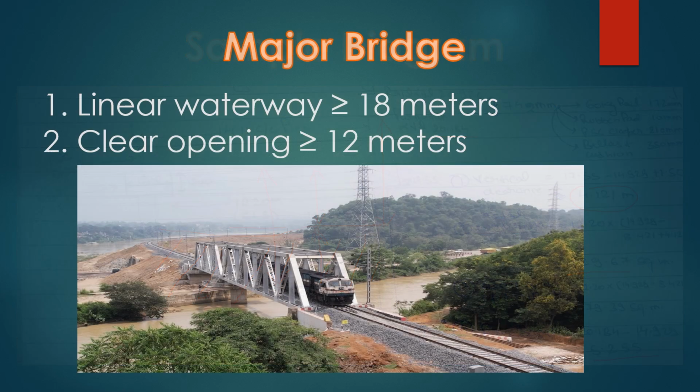The next classification of the bridge is a major bridge. The major bridge, as I have shown in the photograph, has a linear waterway greater than or equal to 18 meter. So this is the linear waterway we are talking about. It is greater than or equal to 18 meter, or a clear span of greater than or equal to 12 meter. Next is the minor bridge.